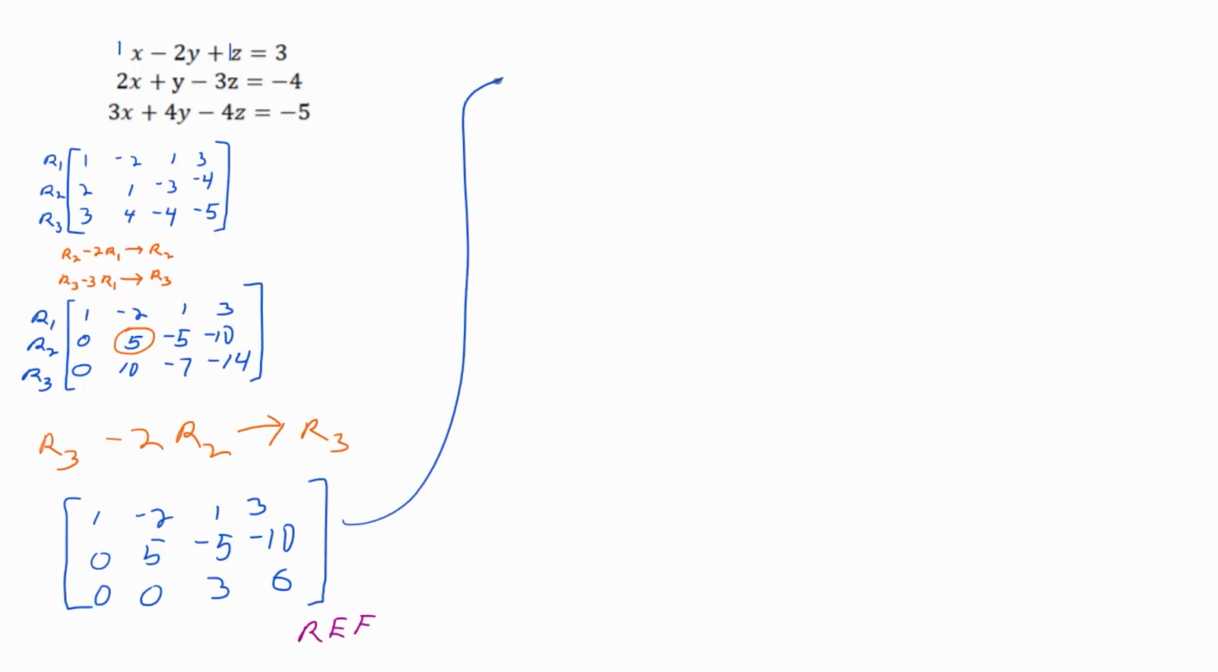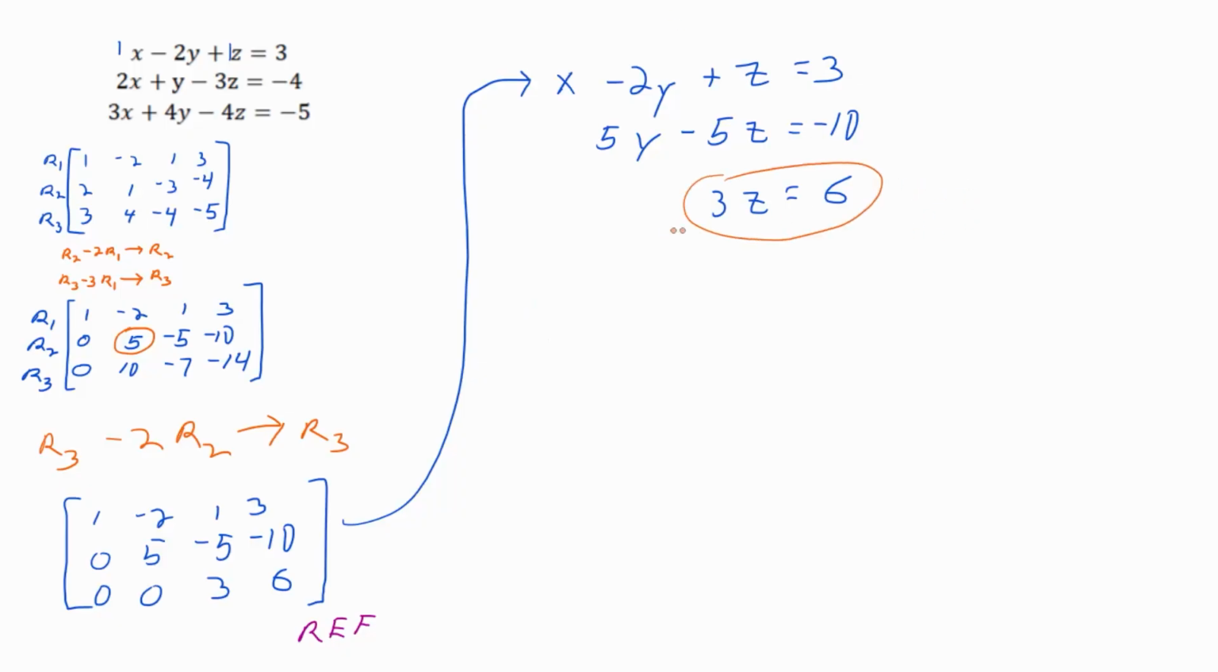So the corresponding system, if we use x, y, and z for our variables, would be x minus 2y plus z equals 3, 5y minus 5z equals negative 10, and 3z equals 6. So we use what I call bottom-up substitution or back substitution and solve the last equation first because it's super easy. Look, you get z equals 2 when you divide both sides by 3.